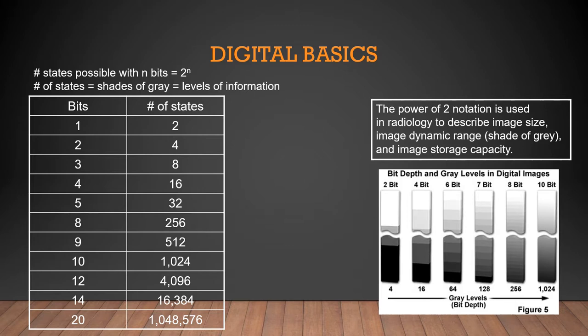So think about it this way. We can take an X-ray and only have one bit of information, black and white. Or we can take an X-ray that has 10 bits of information, which has 1,024 shades of gray. You're going to have more information with more shades of gray. So the power of two notation is used in radiology to describe image size, image dynamic range, or shades of gray, and image storage capacity.